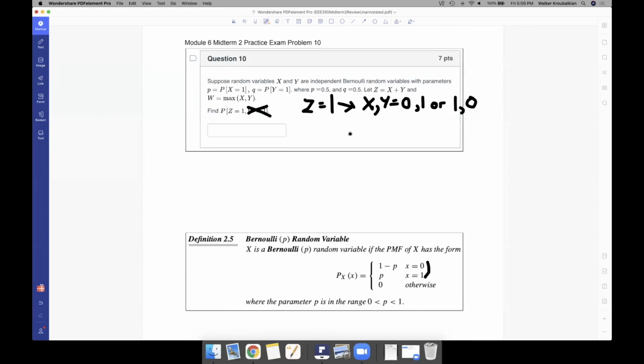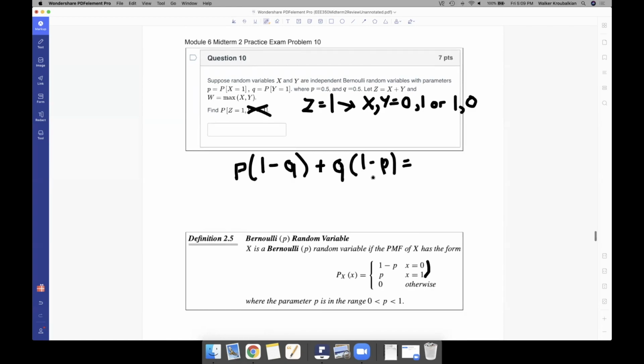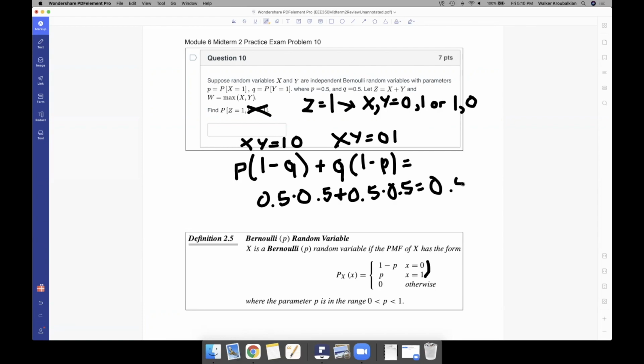So the probability of z equals 1, that's the probability of 1 success and 1 fail. So that's going to be p times 1 minus q plus q times 1 minus p. I'll just write here, this is when x, y is 1, 0, and this is when it would be 0, 1, right? Yeah. So in either case, it would be 0.5 times 0.5. So our final answer should be 0.5.